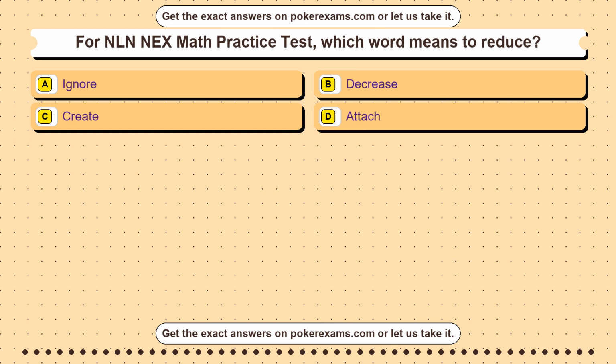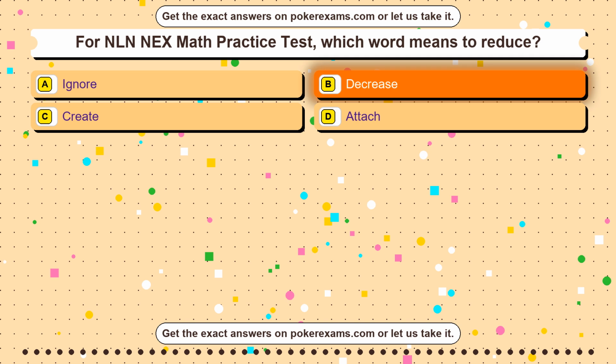Question 12. For get inference practice, which number solves x minus 4 equals 9? Option A 36. Option B 5. Option C 9. Option D 13. The correct answer is option B.